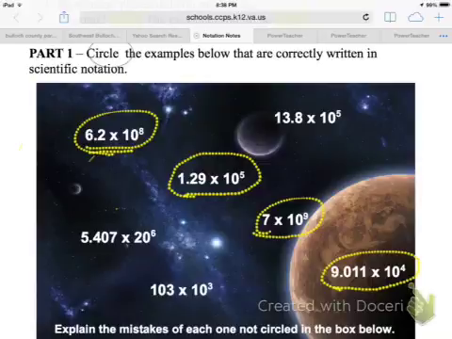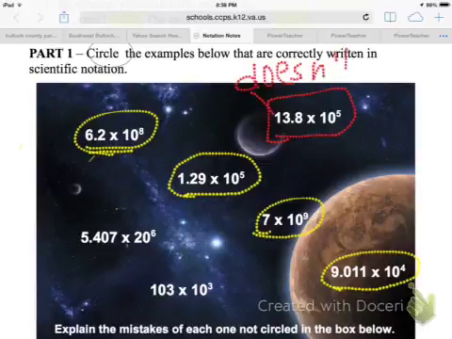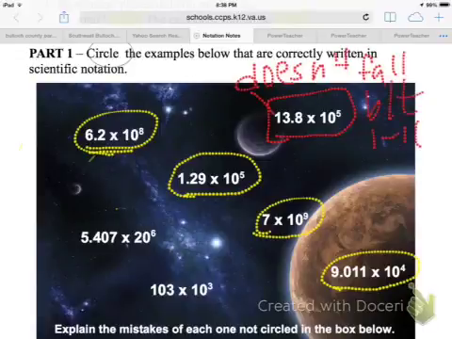So let's discuss the mistakes we noticed. I'm going to box those in red and tell the difference between them. If I look here, that is incorrect because of the first number. That number is 13.8. That number does not fall between 1 and 10. So I'm going to write that down so I'll have it. Doesn't fall between 1 and 10. So that is the reason why that is incorrect.